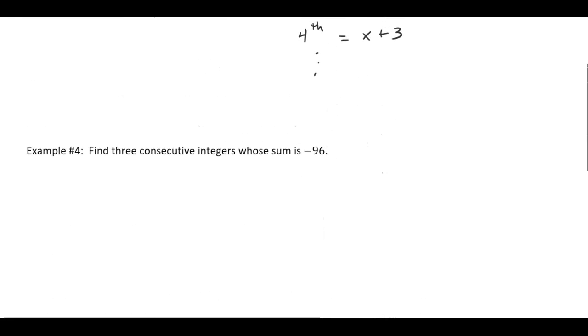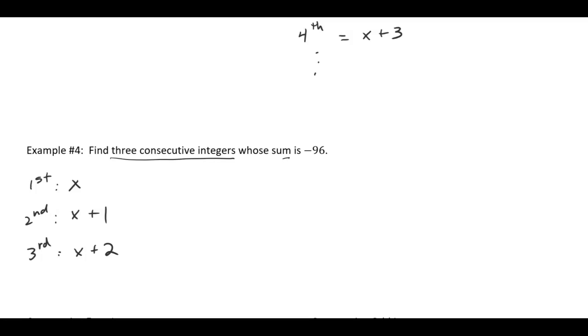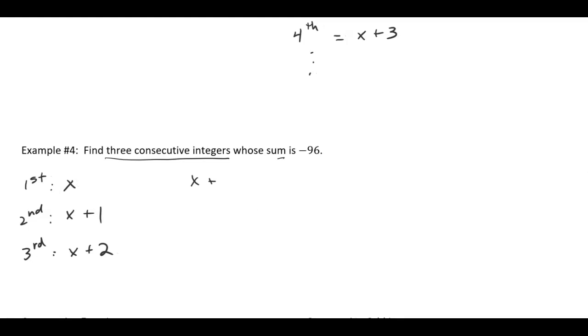Okay, so there's an example. It says find three consecutive integers whose sum is -96. So we want three consecutive integers. The first one's going to be x. The second one is going to be x plus 1. The third one is going to be x plus 2. Now, the rest of the problem says find these integers. Their sum is -96. So we want to take the first integer plus the second integer plus the third integer, and that's all going to equal -96.